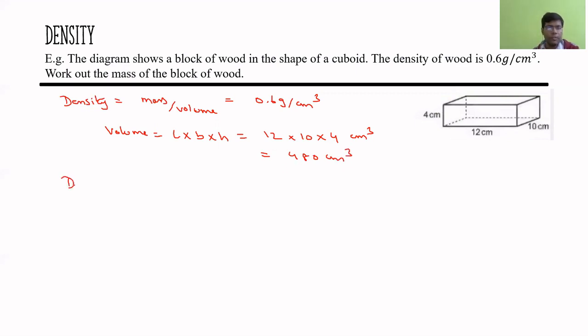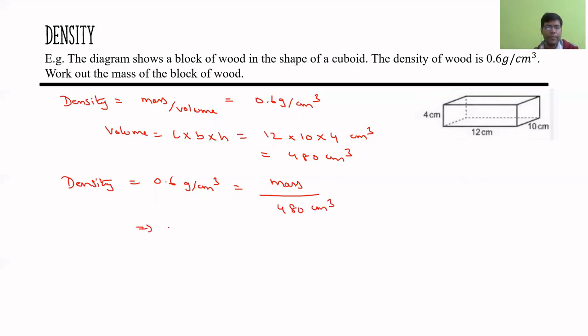Now he has told that density is equal to 0.6 grams per centimeter cube. We have to be careful about the units. In this case, of course, it's gram per centimeter cube, so it will be fine. But otherwise, if it's in kg per meter cube, then we have to convert the units. So we have 0.6 gram per centimeter cube is equal to mass. What is my mass? Mass is the one which I need to find out by volume. Volume is 480 centimeter cube.